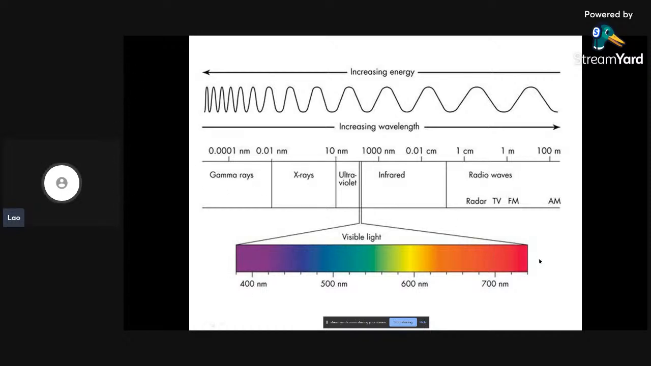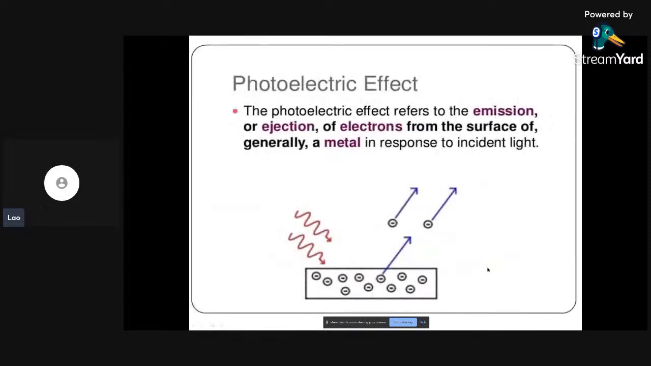And then later on, we will also be able to identify yung mga color, kung bakit siya malaking factor kung bakit nagkakaroon ng photoelectric effect. So, okay, the definition of photoelectric effect. The photoelectric effect refers to the emission or ejection of electrons from the surface of, generally, a metal in response to incident light.